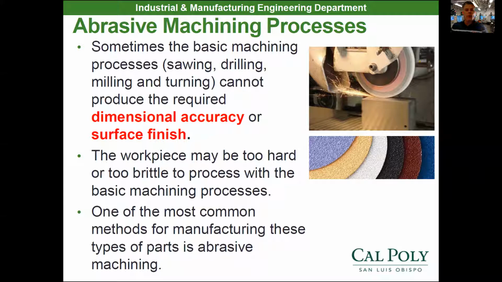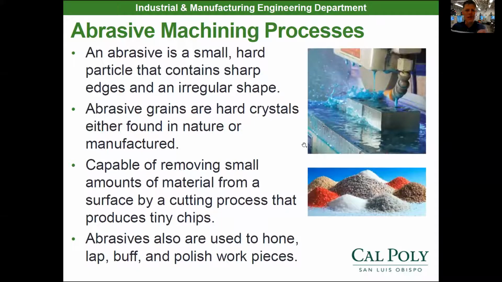But they also work in cases where the workpiece is just too hard or too brittle to process using the traditional processes. With the traditional processes, we use a cutting tool that has a tooth on it with rake angles, lead angles, and so forth. And that tooth will shear a chip off the workpiece. Well, when we have really hard materials and we need a really good surface finish, we don't want to take that large of a chip. We want to take a real small amount of material off the workpiece. And that's what abrasive machining is all about, removing small amounts of material.